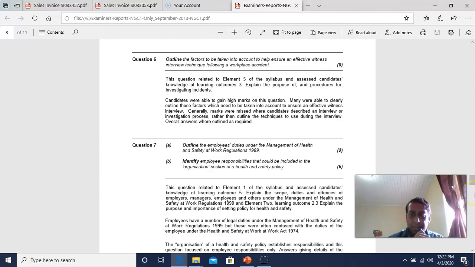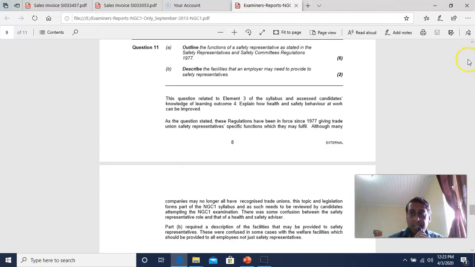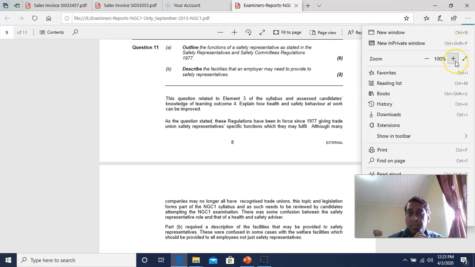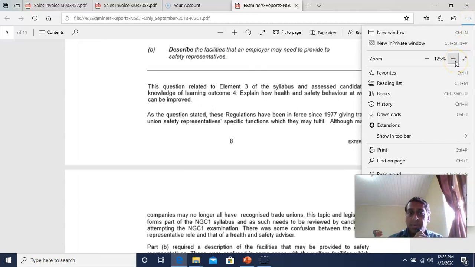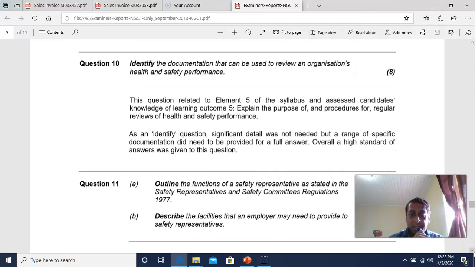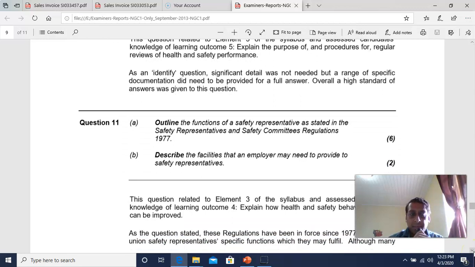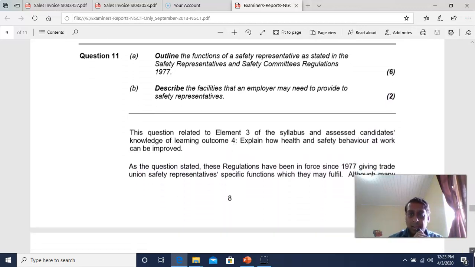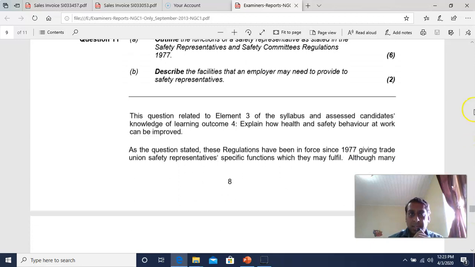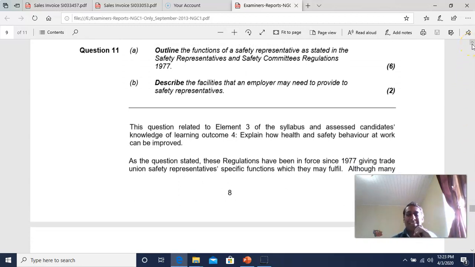So it says here number 11, right? Let me just get it to the top there. So number 11, hopefully you could all see it anyway. You should be able to, because I am seeing it, right? So question 11, part A: outline the functions of a safety representative as stated in the Safety Representative and Safety Committee Regulations 1977, right?